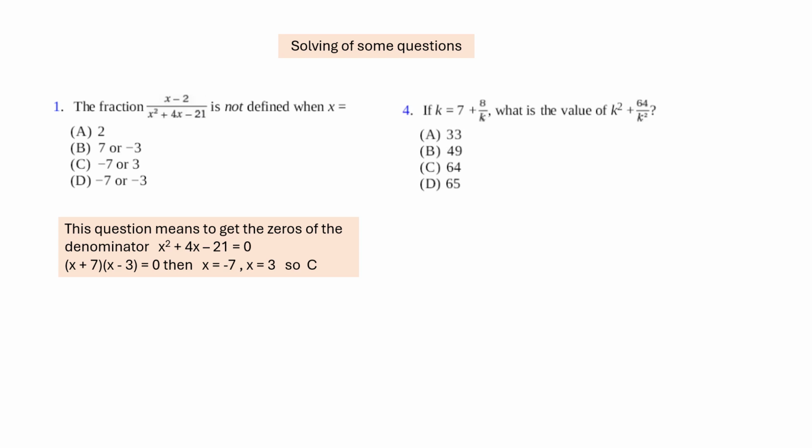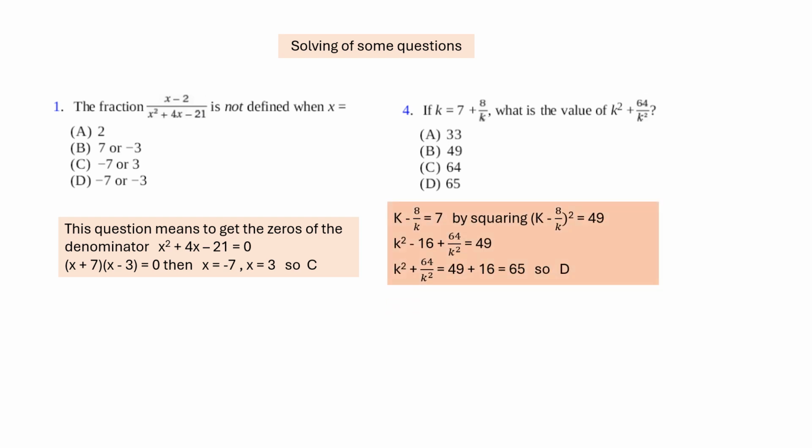Question 4. If k equals 7 plus 8 over k, what is the value of k squared plus 64 over k squared? Now, you will square both sides. Some teacher must tell you this idea, because the request has k squared and 64 over k squared. By reminding, you can square both sides, but first combine 8 over k to the left-hand side with k. So k minus 8 over k equals 7.